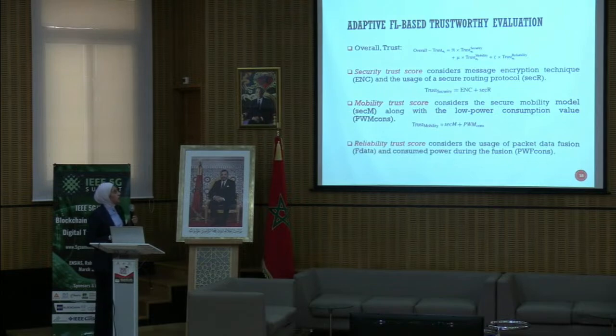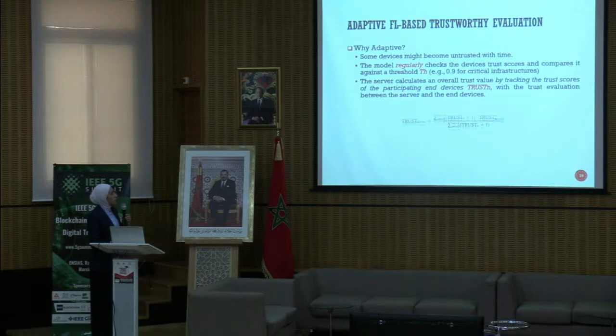As you see here, the overall trust over the network has been calculated or tested by having 3 scores. The first score is the security score or security trust score. The second one is the mobility, which considers the secure mobility model along with the low power consumption. So here you can see the formulas, as well as I used the reliability as one of the scores.